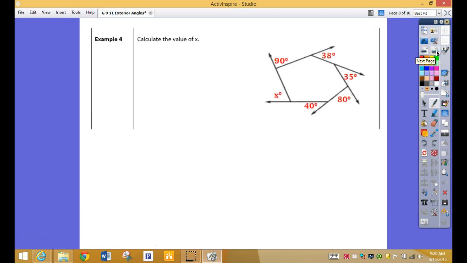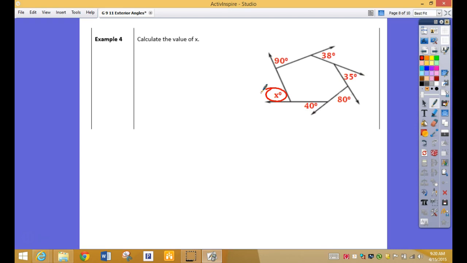So it doesn't matter how many exterior angles you have. It doesn't matter if you have an octagon, a decagon, anything. They always have to add up to 360. So let's find the missing exterior angle of this polygon.